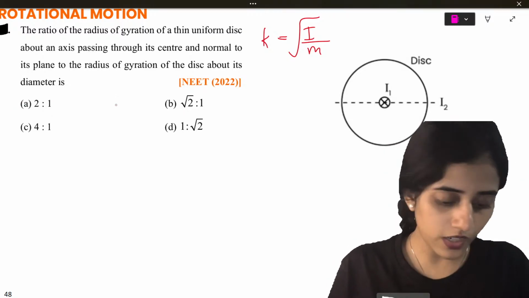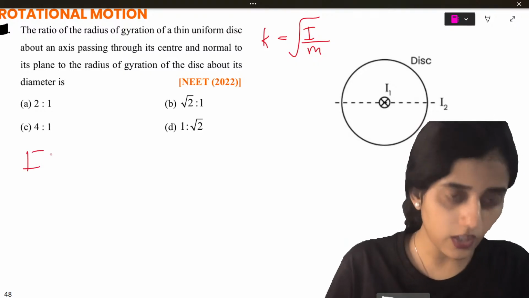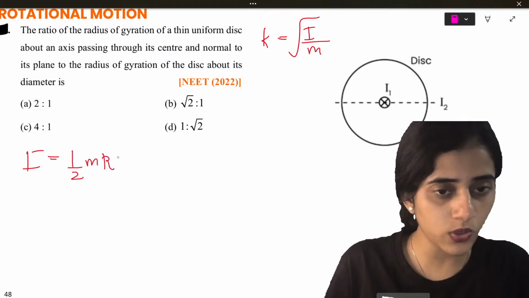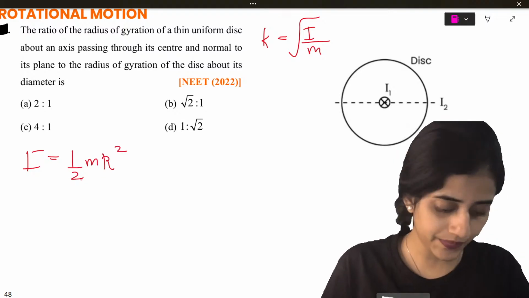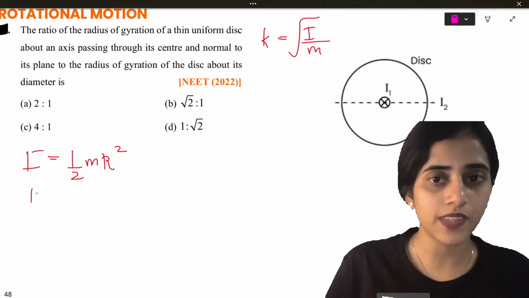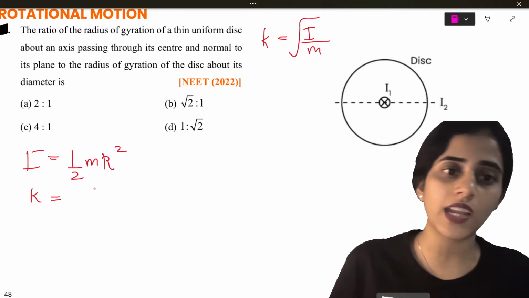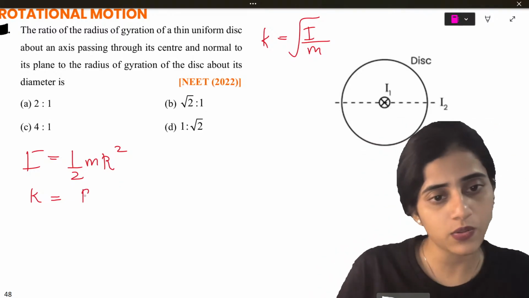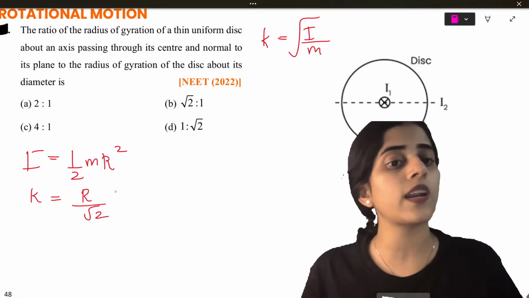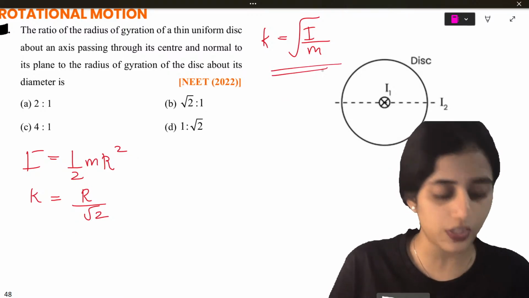Now the moment of inertia along the center, I along the center, is going to be equal to 1 by 2 m r square. Now the radius of gyration will be equal to what? k is going to be equal to square root of I by m. If you substitute that here, M will cancel, r square and the square root will cancel. So it is r by root 2.